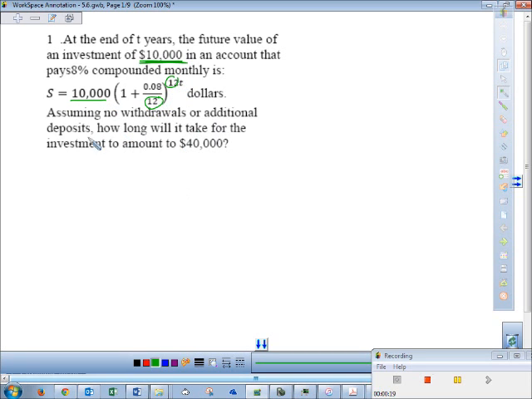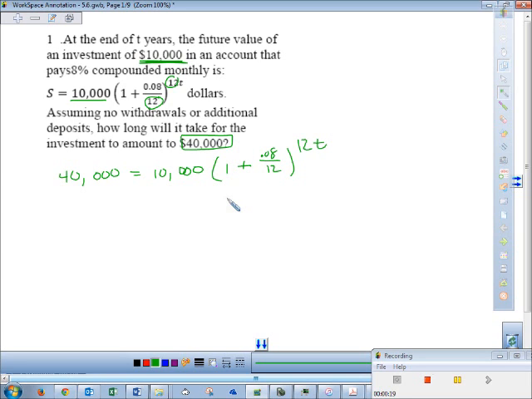Assuming no withdrawals or additional deposits, how long for the investment to reach $40,000? $40,000 is what we want the amount to be. So $40,000 goes in for S. And then before we get into solving this problem, I want to explain to you how they'll ask you questions like on your final and on your test and all kinds of stuff like that.